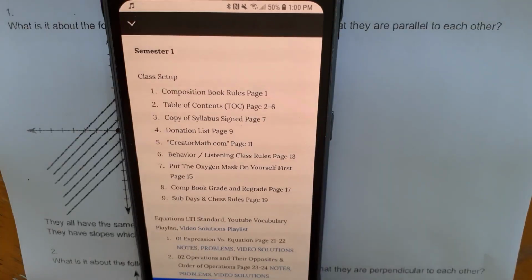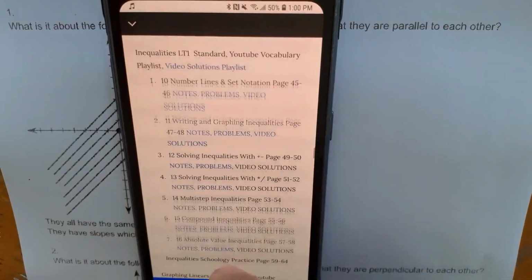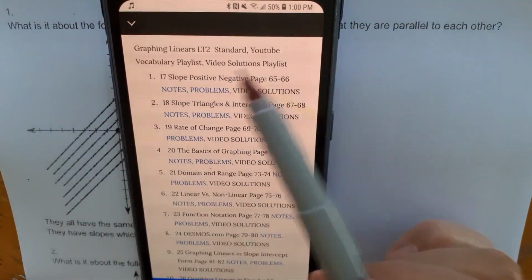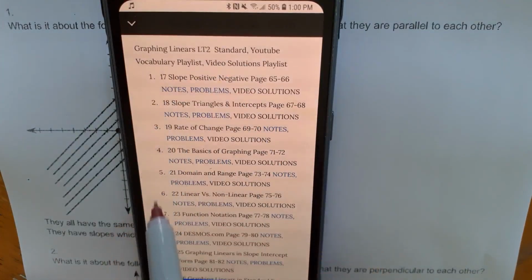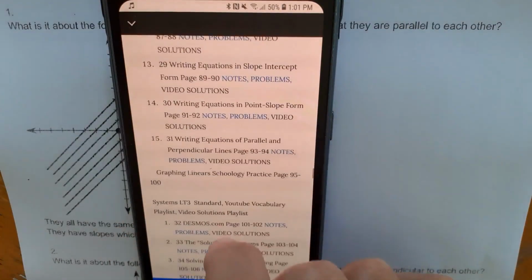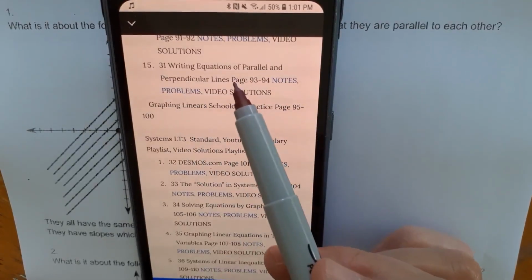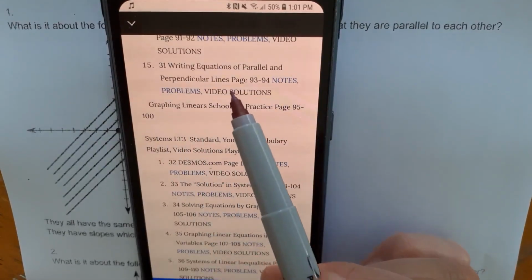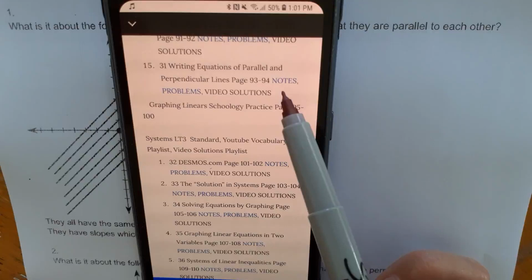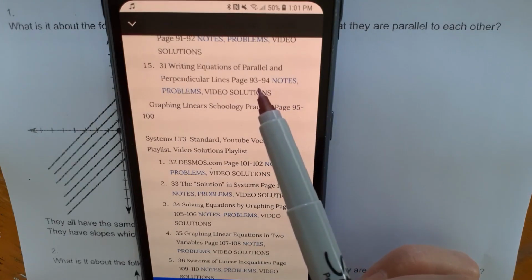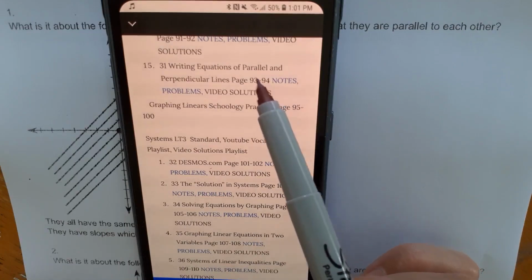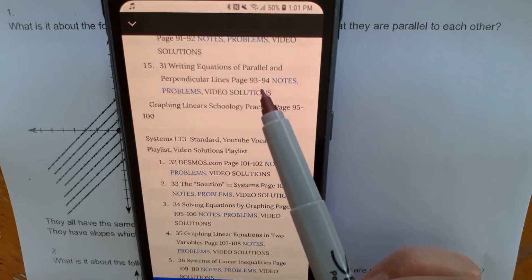The next thing we're going to find is the unit for this video, and we're going to scroll down till we find that. For this particular video, it's graphing linears, and this is lesson 15. Those are all different lessons here. This one happens to be writing equations of parallel and perpendicular lines. Here are the pages on which the notes go. Please don't take this video's word for it, but go back and find the original table of contents at the time you're viewing this. These page numbers might have changed.